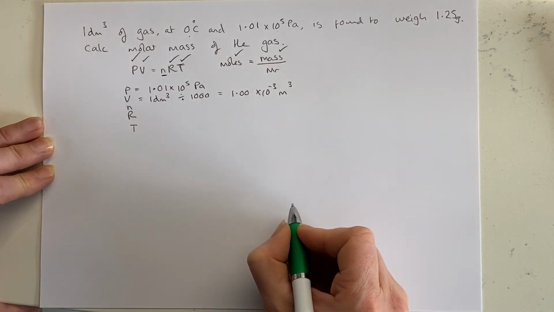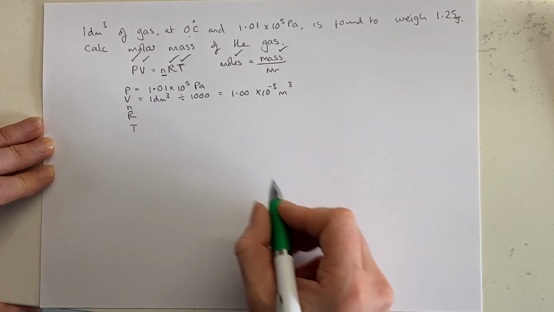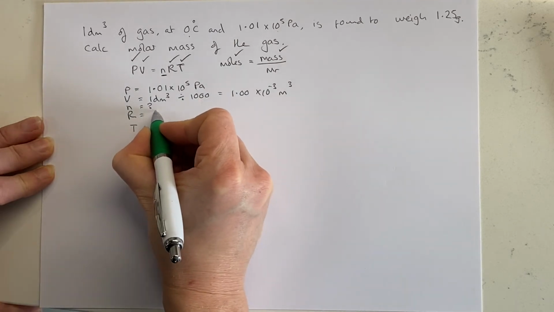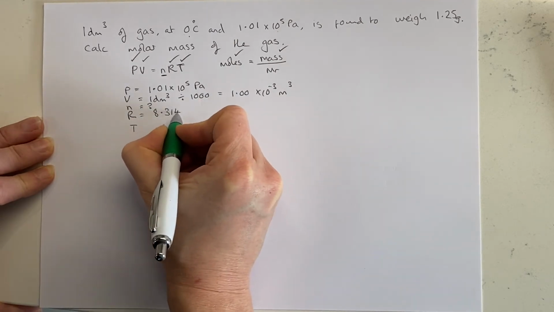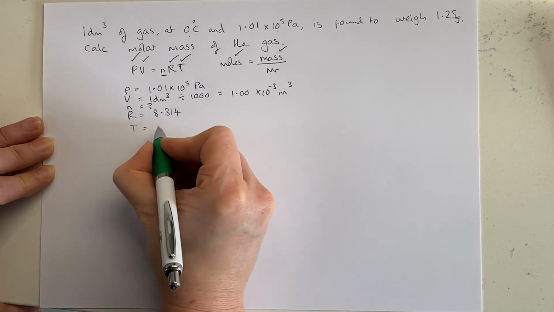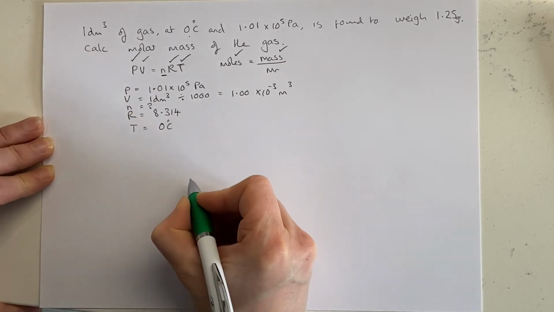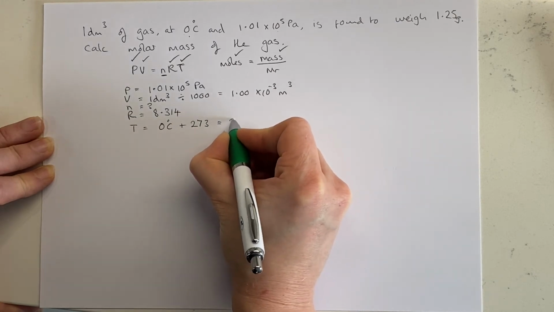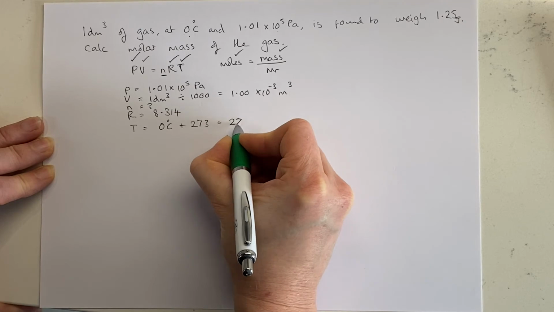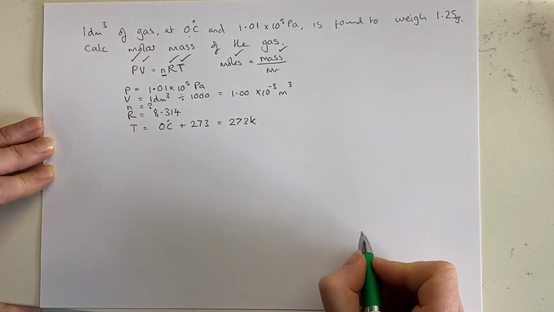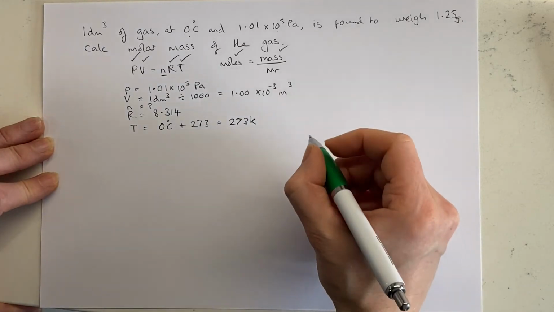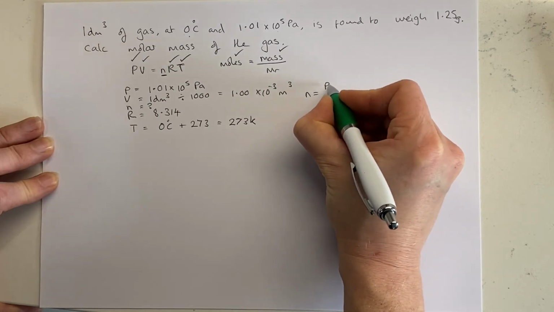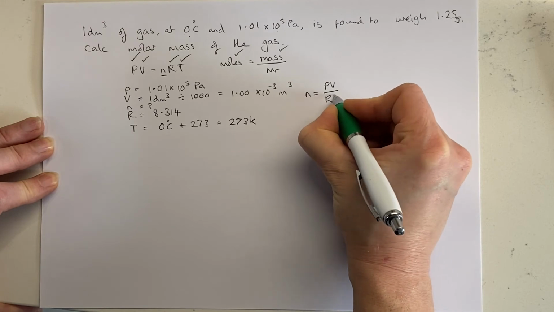So I get 1 times 10 to the minus 3 meters cubed. Number of moles is what I'm trying to find. R is my constant, so I can check my data sheet. My temperature is 0 degrees C. I need to convert it to Kelvin by adding 273. So I simply have 273 Kelvin. So I can rearrange my ideal gas equation and I find that n is equal to PV over RT.